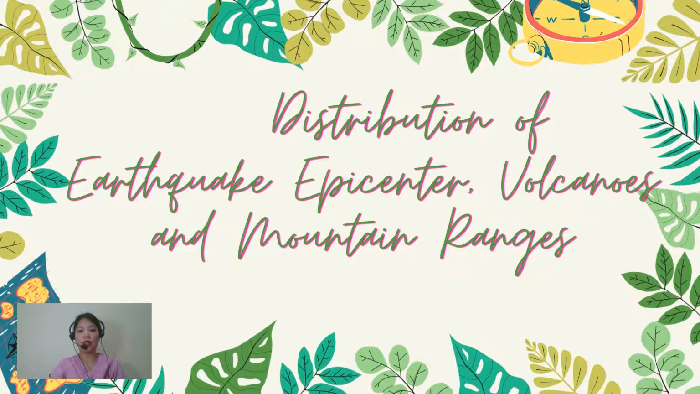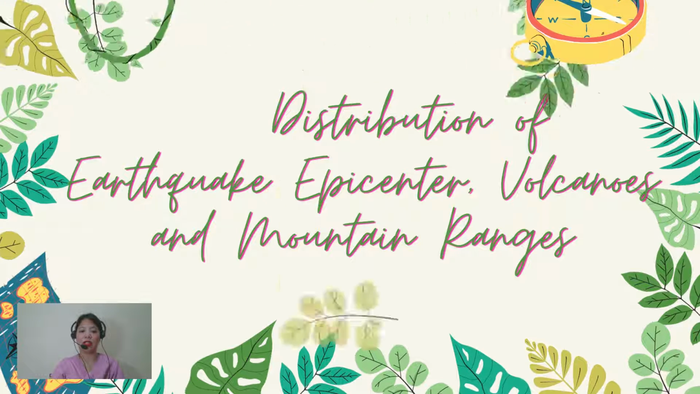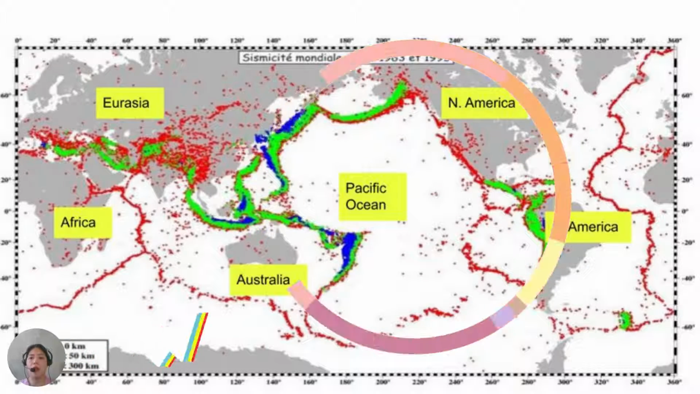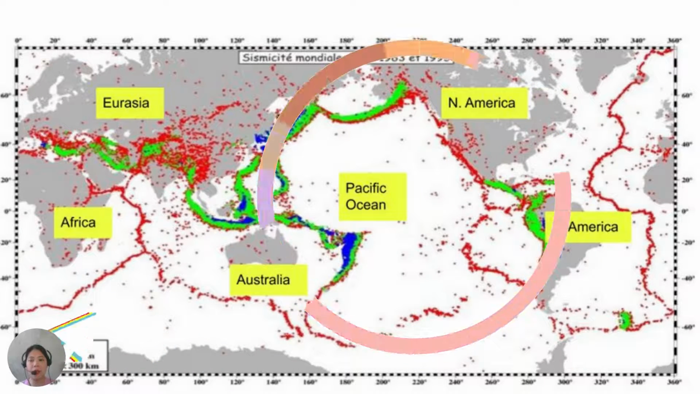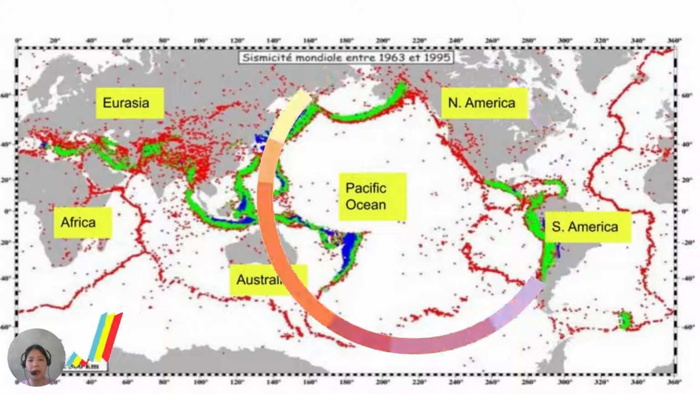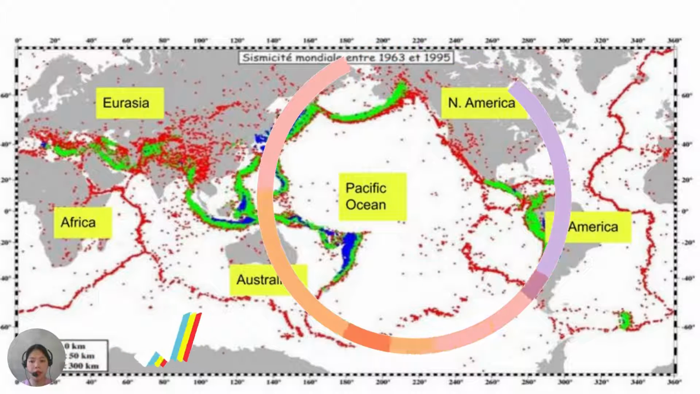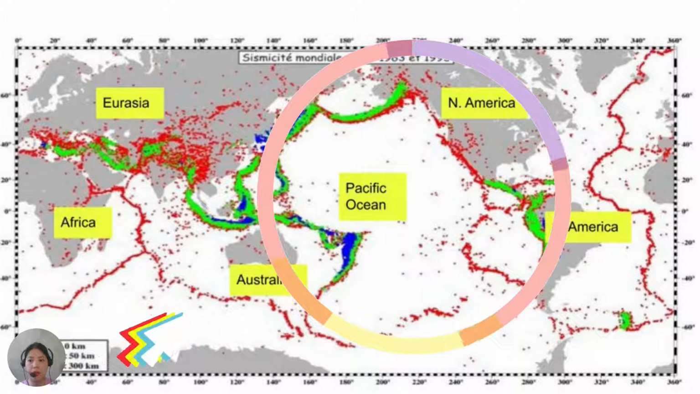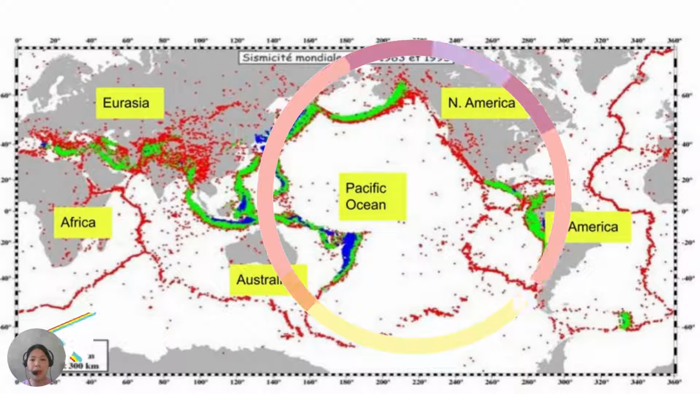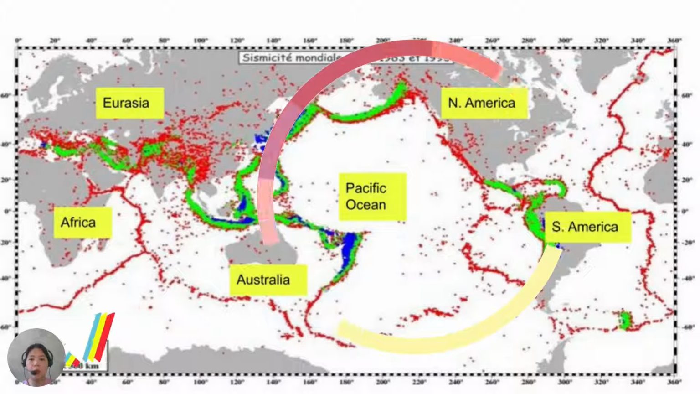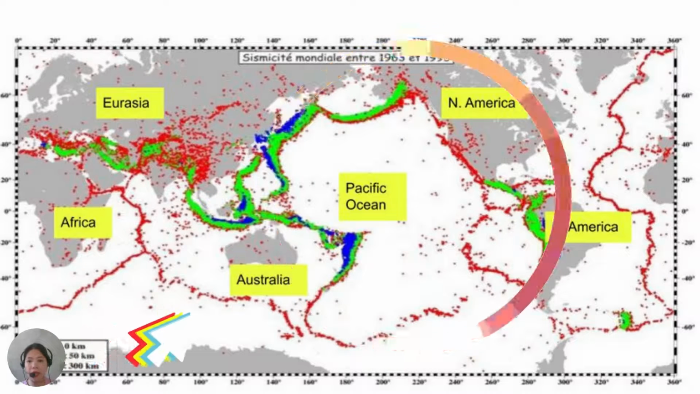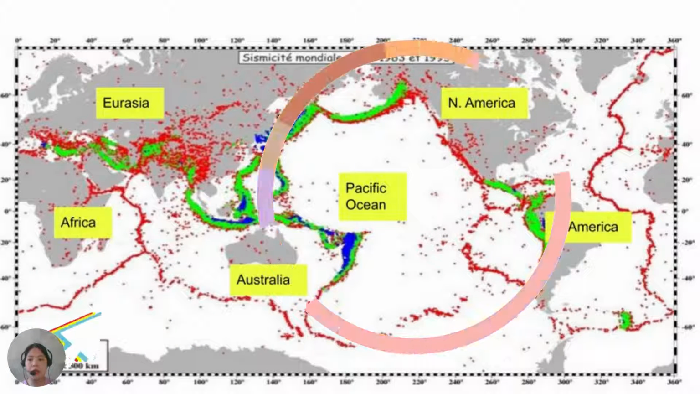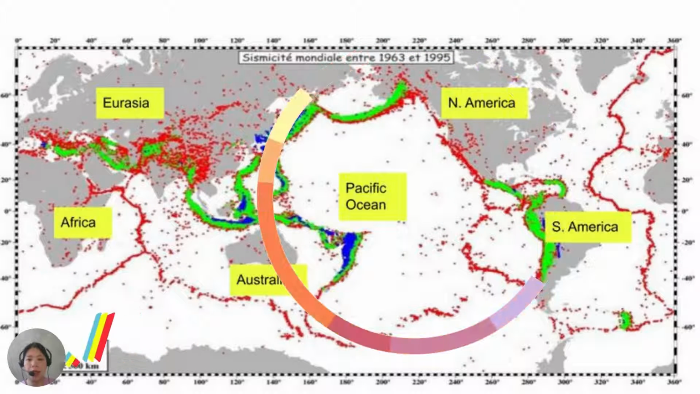Let us now proceed to the distribution of earthquake epicenters, volcanoes, and mountain ranges. Now, let us observe the four maps. The first map is a map of the earthquake epicenters in the world. The red dots are the earthquake epicenters. Look at the Pacific Plate, South and North America, as well as Africa and Australia. It seems that the red dots follow a certain pattern.